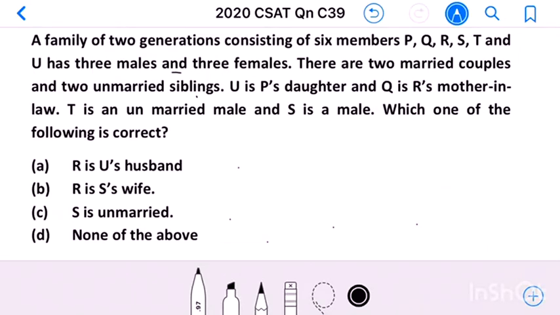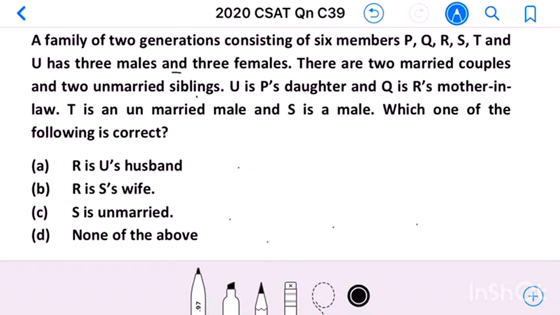Question number 39. A family of 2 generations consisting of 6 members, P, Q, R, S, T and U, has 3 males and 3 females. There are 2 married couples and 2 unmarried siblings. U is P's daughter and Q is R's mother-in-law. T is an unmarried male and S is a male. Which one of the following is correct?